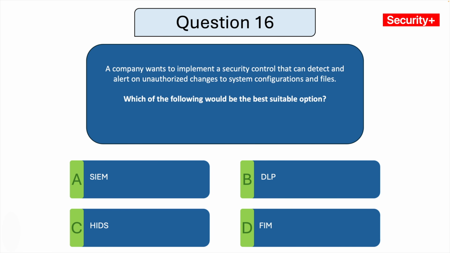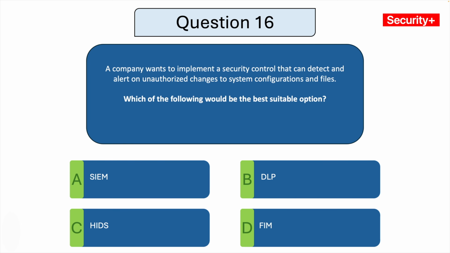All right, so for this question, the key is a security control that does both, detects and alerts on unauthorized changes to system configurations and their files. Files, I would say here, is also another keyword. A lot of these options can usually do one or the other, but only one is designed to do both of these requirements out of the box. So let's go ahead and go through them here.